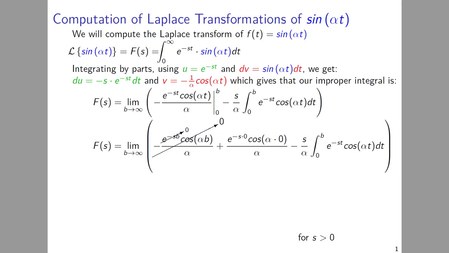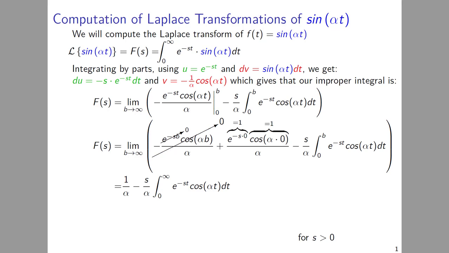Now for the second term, we have e to the negative s times 0, which is just 1, and cosine of alpha times 0, which again is just 1. Meaning that this first part simplifies to simply 1 over alpha. And the rest is negative s over alpha times the integral from 0 to infinity of e to the negative st times cosine of alpha t dt.